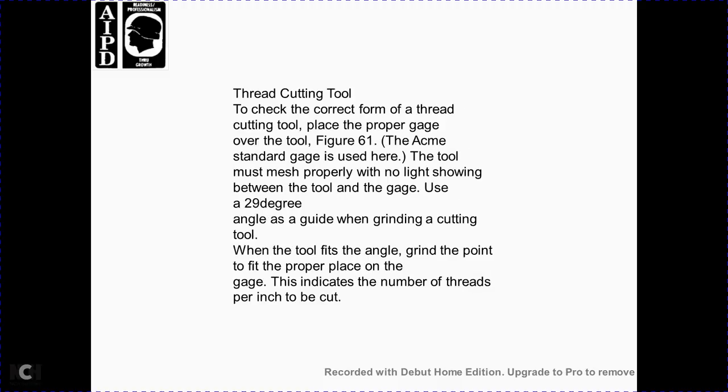Figure 60 part B. Check the thread cutting tool by placing the proper gauge over the tool. Figure 61, the Acme standard gauge. The tool must mesh properly with no light showing between the tool and the gauge. Use a 29-degree angle to guide the grinding of the cutting tool. The tool fits the angle when grinding the point, and the gauge indicates the number of threads per inch to be cut. Figure 60 shows using a small hole gauge, parts A and B.